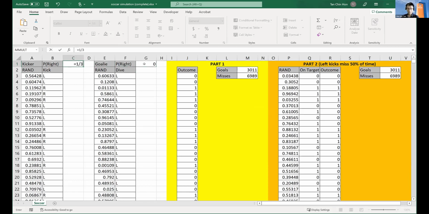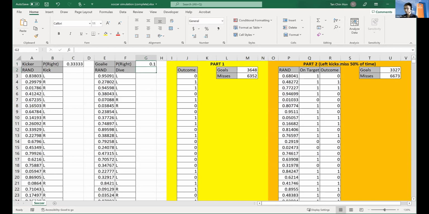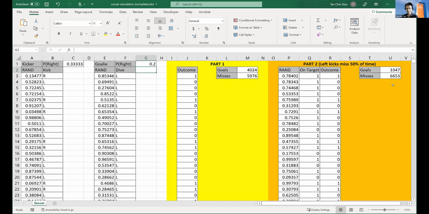And I'm going to show you a very special number over here, which is 1/3. You realize that if the kicker was to kick to the right 1/3 of the time and kick to the left 2/3 of the time, we're going to end up in that same situation that we had previously, where regardless of the strategy of the goalie, the probability of a goal is always going to be 1/3, and the probability of missing is going to be 2/3. So you can go ahead and try this out on the simulator.